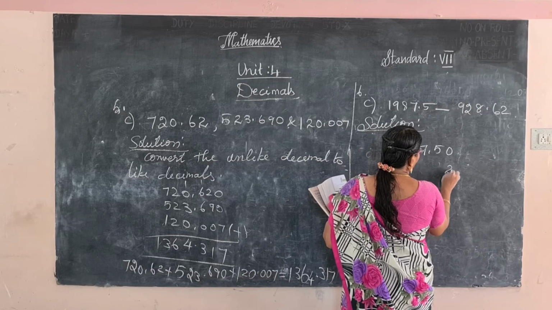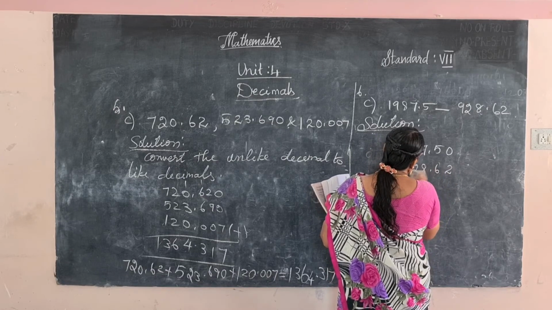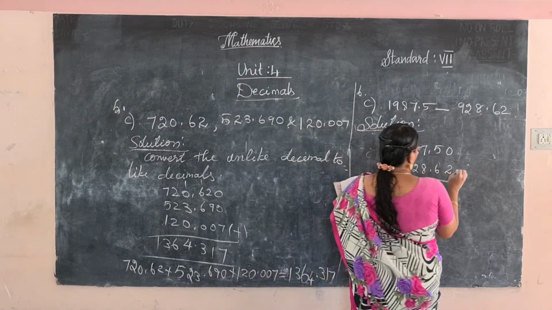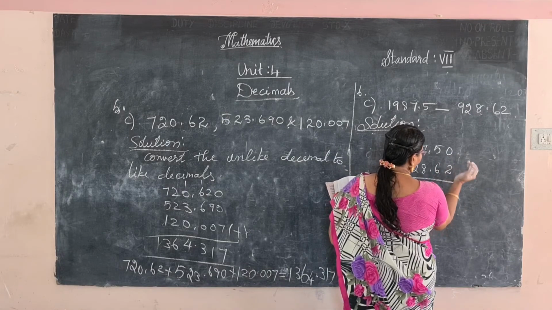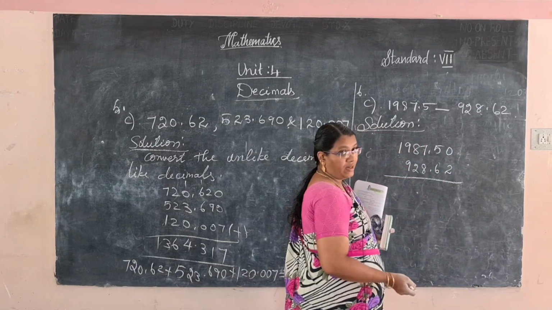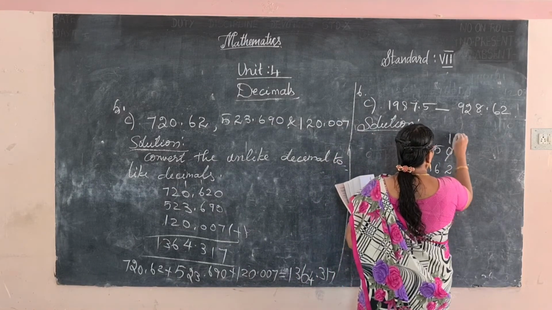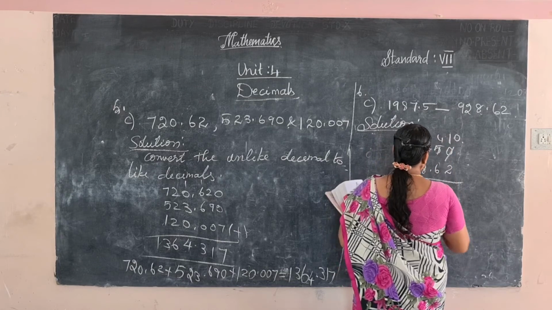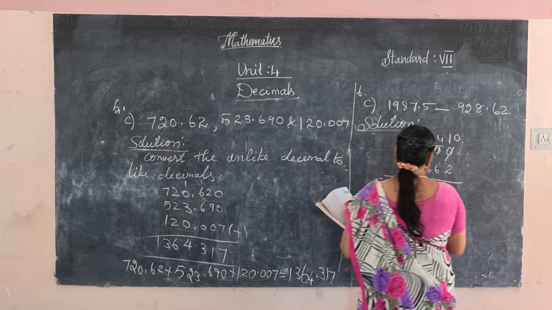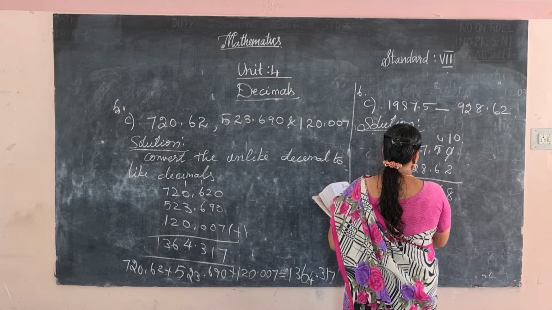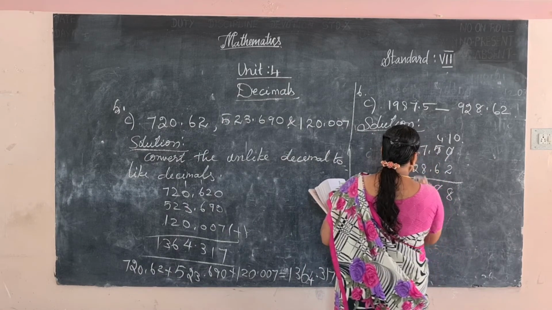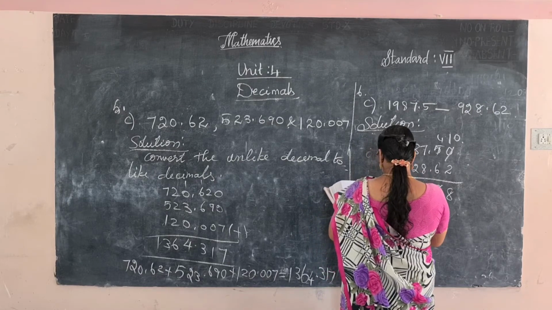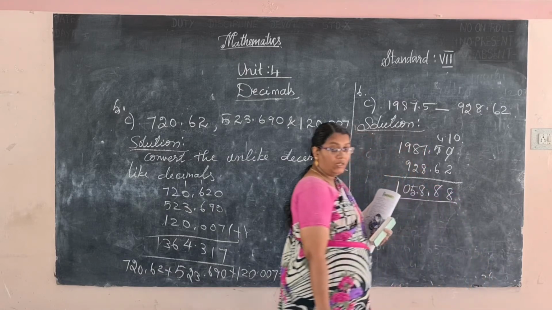After that, write the next one, 928.62. Write from this side. Okay, 2, 6, 8, 2, 9. We know that, so I write directly. You write addition, subtraction or multiplication from the right side. So 10, 8, 4, 14, 8. Okay, plus 6, 16, 8 plus 7. So 7, 5, 0, 1. So the answer is 1058.88.